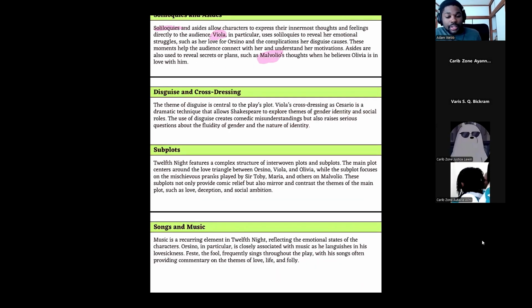And then when you cross-dress, does that change your identity? Does that allow you to experience the other gender?